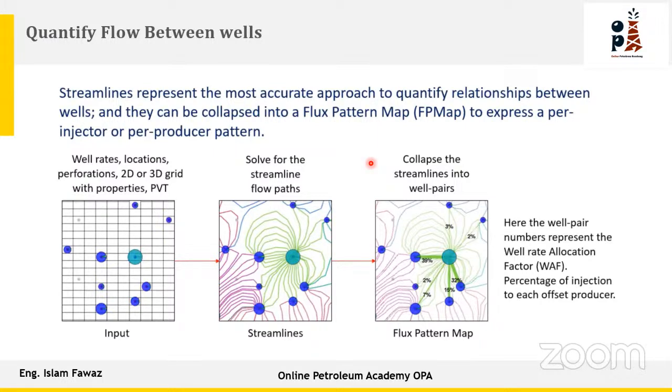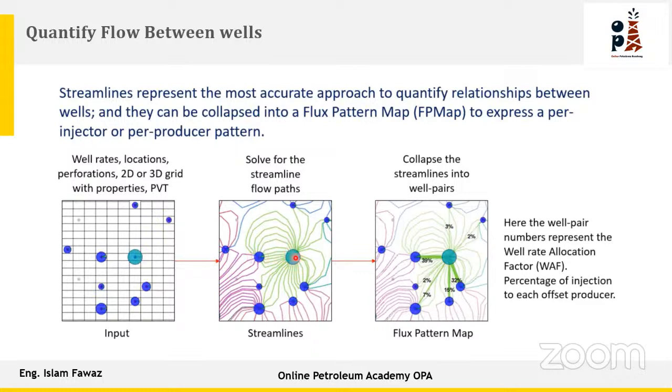So how do you define this? The best approach is by running a streamline calculation to quantify the contribution from the injector to the producer. This is the input for the streamline: we have rates, well locations, flow data, pressure data, perforations, and also PVT data, and distributed zero feed to run the streamline. So you solve a streamline by flow path.